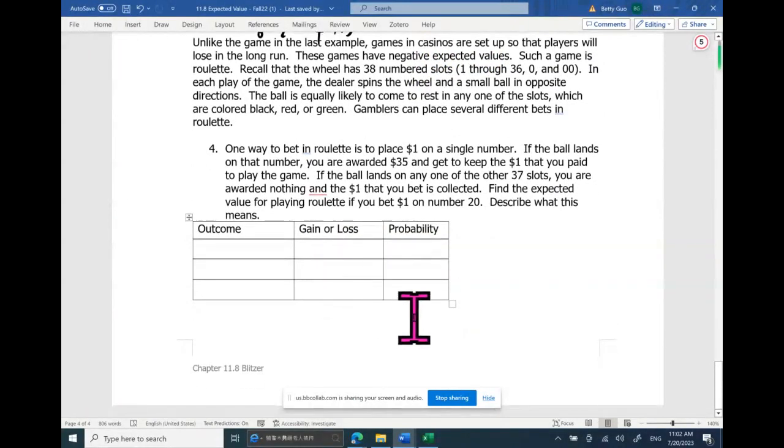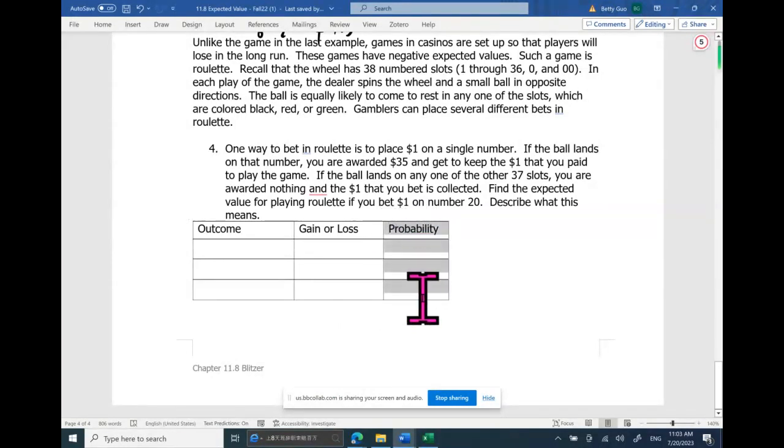Number 4, one way to bet in roulette is to place $1 on a single number. If the ball lands on that number, you are awarded $35 and get to keep the $1 that you paid to play the game. If the ball lands on any one of the other 37 slots, you are awarded nothing and the $1 that you bet is collected. You lose $1. Find the expected value for playing roulette if you bet $1 on number 20. Describe what this means.